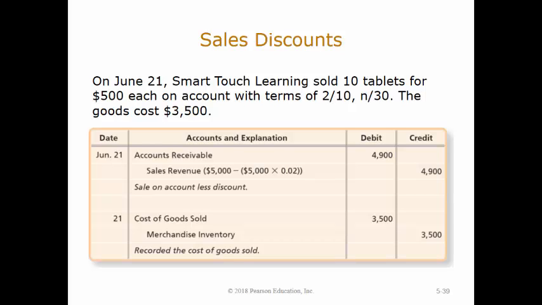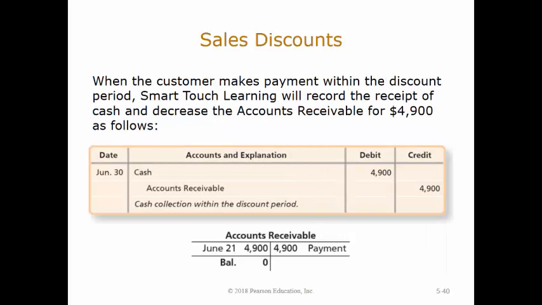The goods cost $3,500. In this case, Smart Touch Learning will record the sale at the net amount of $4,900, the $5,000 less the 2% discount of $100, $5,000 times 2%. Smart Touch Learning credited the accounts receivable for the net amount of the invoice. By doing this, Smart Touch Learning has shown that the invoice was paid in full with no remaining balance.